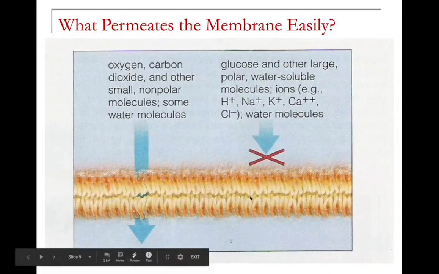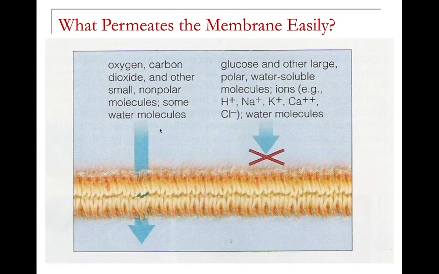So things that can permeate the membrane easily: oxygen, carbon dioxide, other small nonpolar molecules, some water molecules. Things that are not going to go across would be glucose, other large polar water-soluble molecules, ions, they're not going to go. And in some cases, water molecules don't cross easily.